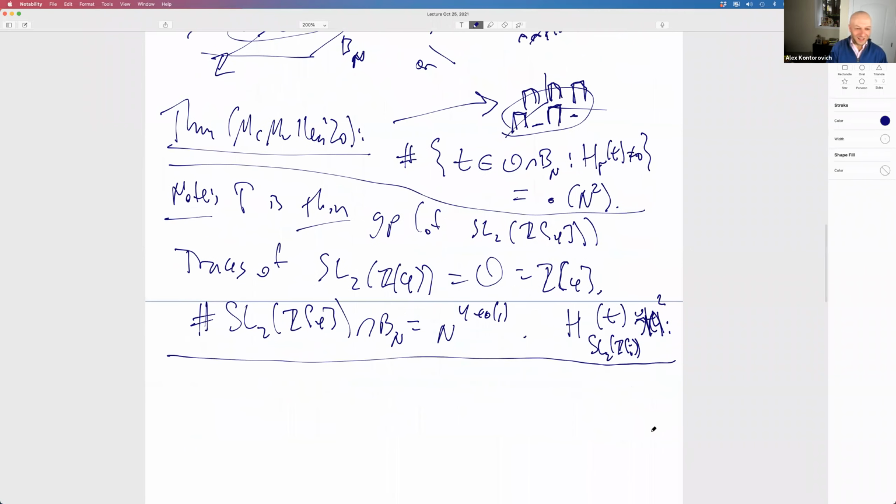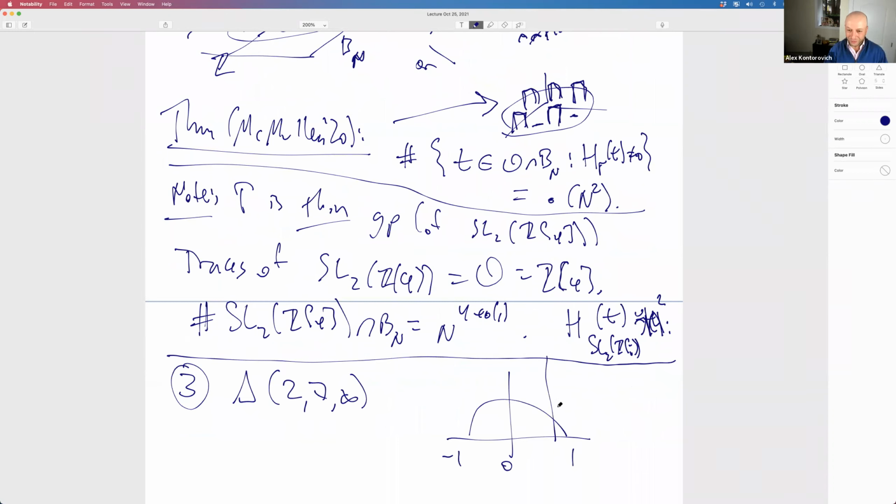Okay. Example 3, let's just go one step farther. Let's look at the Hecke triangle group 2, 7, infinity. Same exact idea. Same exact picture. I have inversion in the unit circle. I have inversion across the y-axis. And now I come out over here to a half cosine of pi over 7, wherever this point is, so that this angle is pi over 7. And so now I have a 2, 7, infinity group.